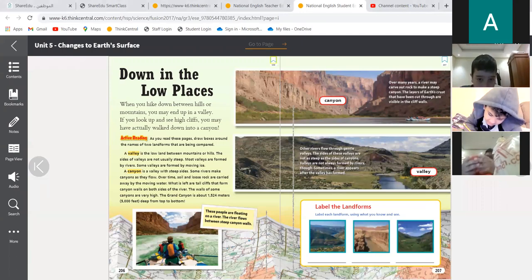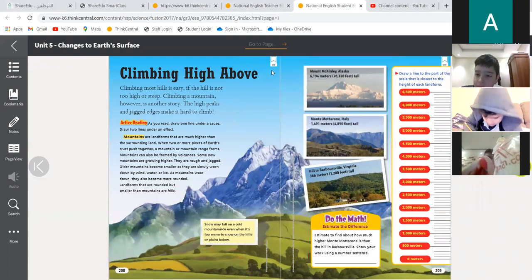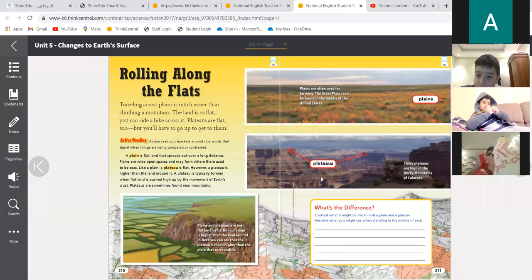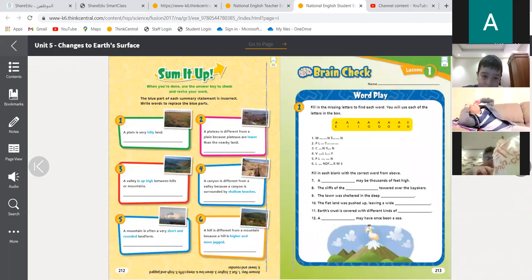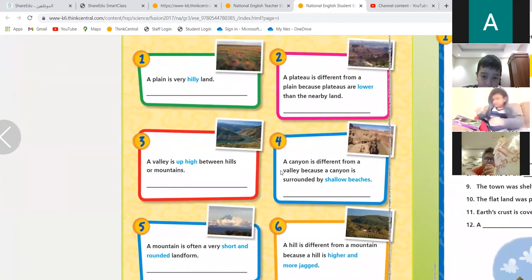We learned about the canyon and a valley. Both landforms are different. Also the mountain, it is a landform, I mean the land shape or the land kind. We also learned about the plains and plateaus. Both of them are flat. The plain is flat, the plateaus are flat, but the one different thing is the plateaus are higher than the land around it. Let's open together to page 212, please.